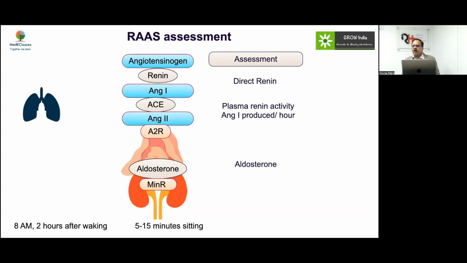Very importantly, 5 to 15 minutes of sitting posture is important. Because if you're doing particularly a plasma renin activity, which is a bioassay, you should use a pre-chilled tube. Otherwise, you will have a falsely declined level as far as the renin is concerned.